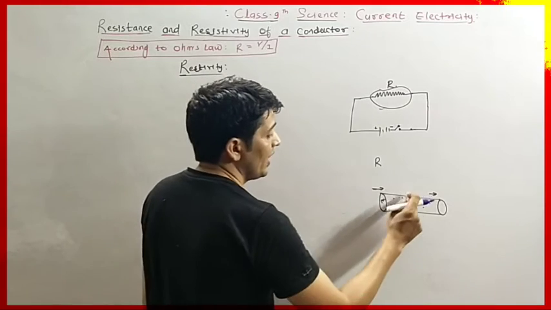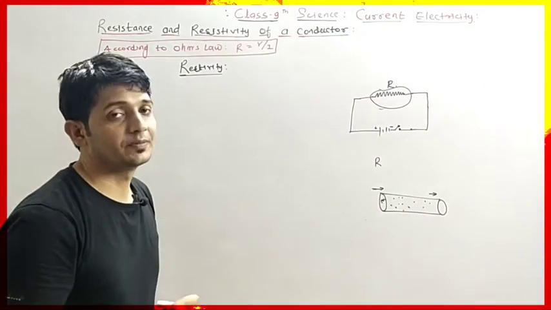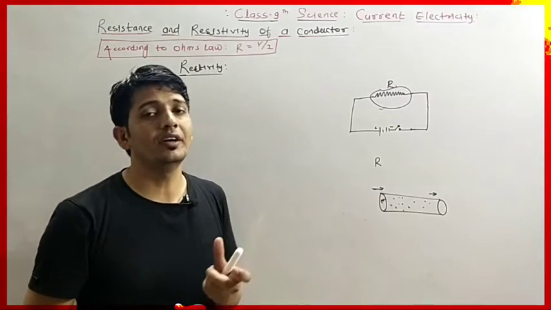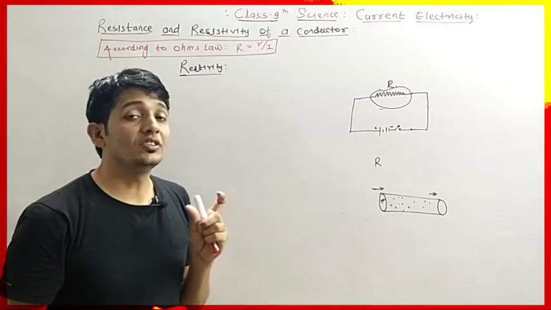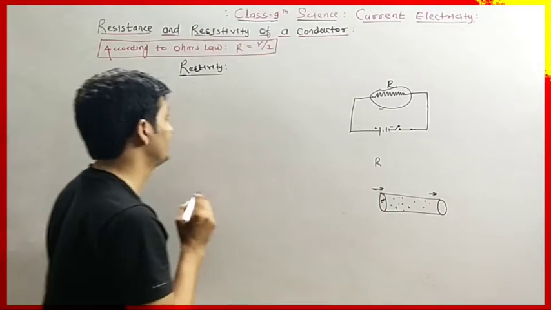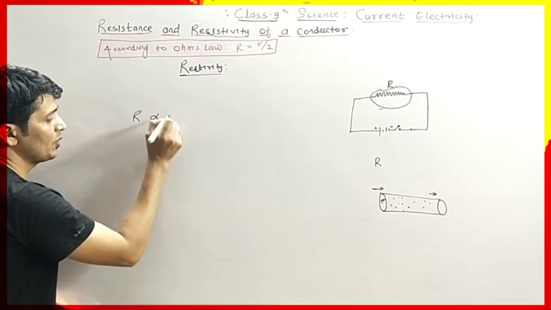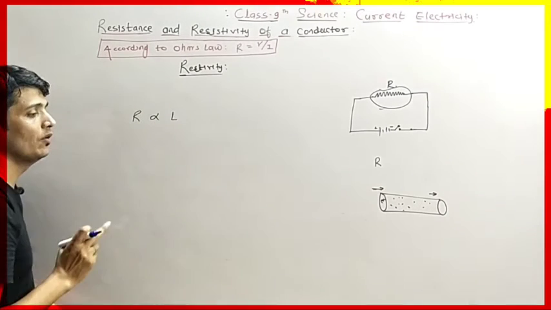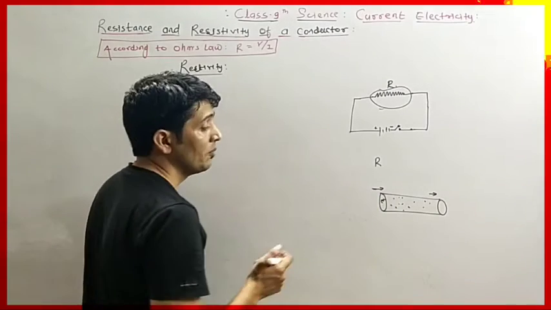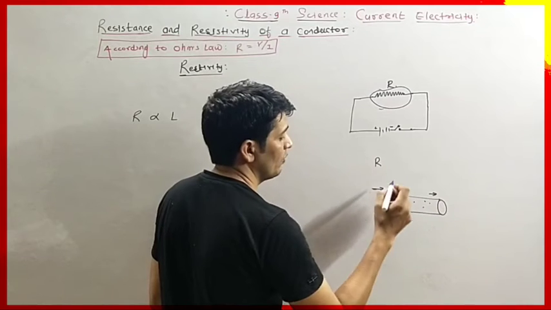So we can say, if we increase the length, the resistance will also increase. If we increase the length of the resistance or conductor, then the resistance will also increase. So we can say resistance is directly proportional to the length of wire or conductor.